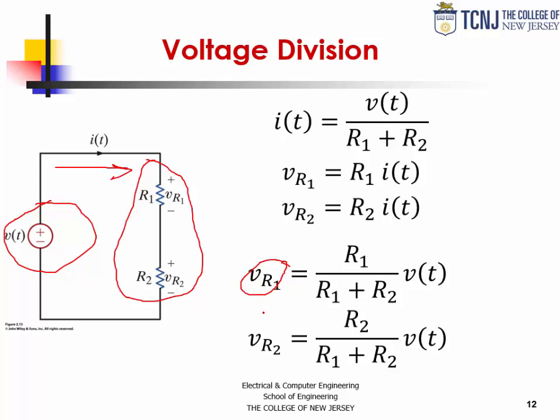So again, to summarize, the voltage across resistor 1 is equal to resistance 1 divided by the sum of the resistances times the total voltage, the source voltage, and the voltage across resistor 2 is going to be resistance 2 divided by the sum of the two resistances times the total voltage.